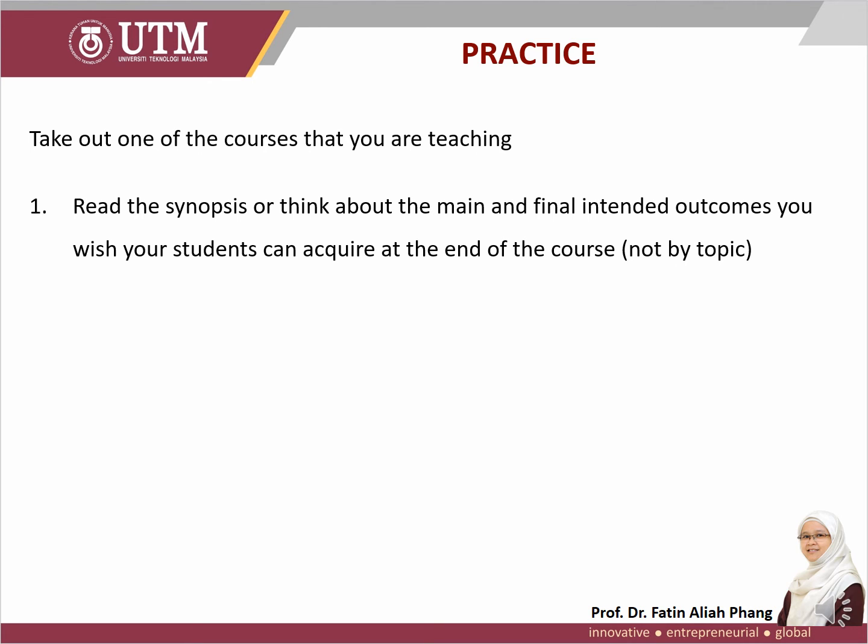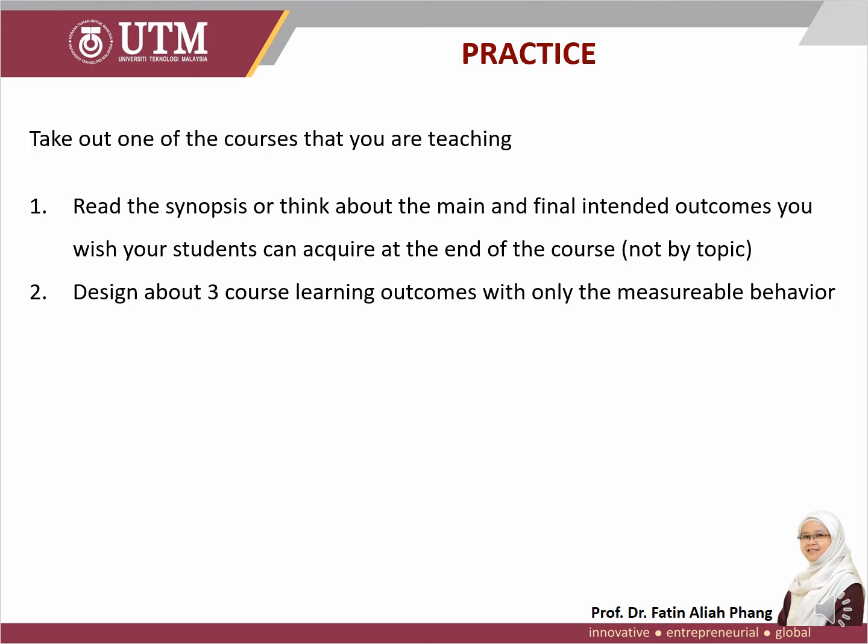So the second step you should do is design about 3 course learning outcomes with only the measurable behavior. So think about your course, what you want to achieve at the end. Try to write 3 major learning outcomes with behaviors that can be measured. So don't use understand or know, right? Use verbs you can measure.